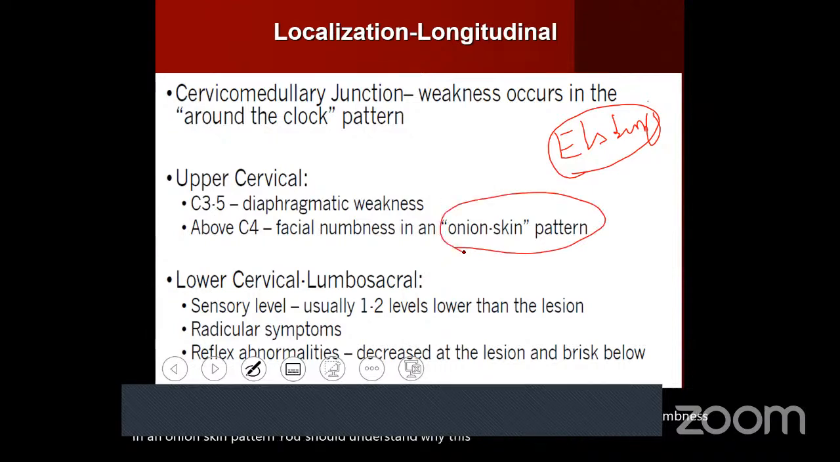Lower cervical and lumbosacral region problems: there is usually a sensory level at that level or one or two levels below. Radicular symptoms, that is radicular pain and reflex abnormalities. Above the level of the lesion, the reflex is absent, and there are brisk reflexes below the level of the lesion. So that's how we can localize in the longitudinal direction where the problem is, and depending on the site, you can guess the etiology.